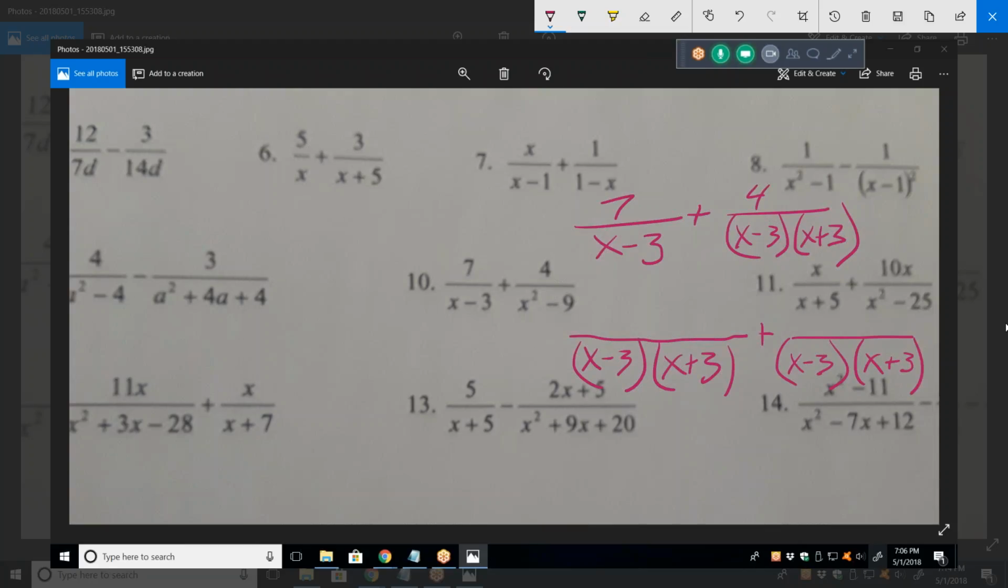Top left, what is that going to be? 7 times x plus 3. Which is 7x plus 21. We'll go ahead and distribute that. We know we're going to have to.